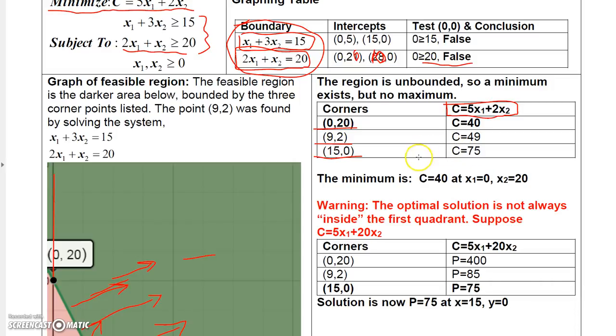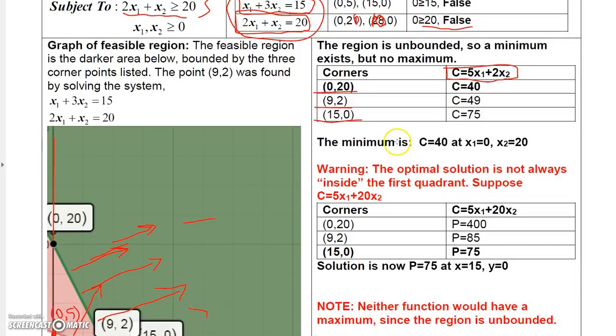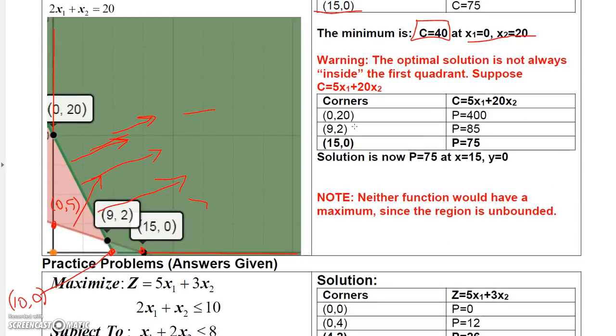Now, since I want to minimize this, and it's an unbounded region with a minimum, the minimum would be the smaller of these three values, which would actually be 40, and that occurs at the point 0, 20. Now again, I'm warning you again that the optimal solution is not always the point inside the region.